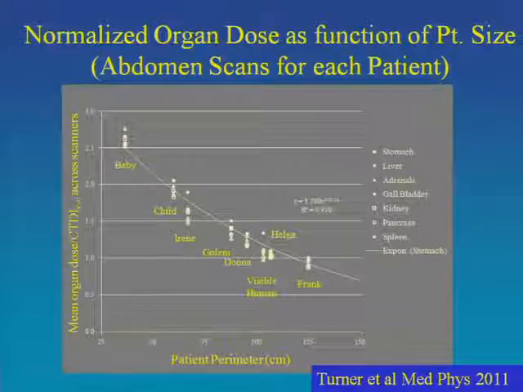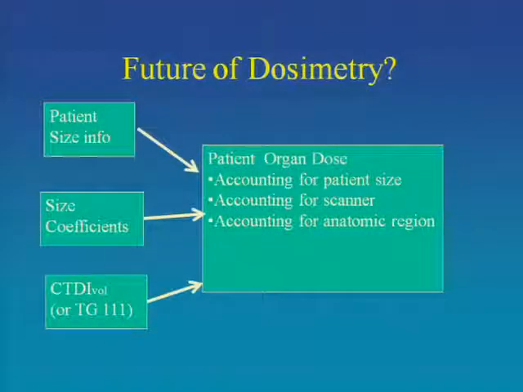Okay, another nice set of work and this actually became part of TG204, so that curve should look familiar. We used patient perimeter, and here we did organ dose divided by CTDI for different size models, and you can see the sort of exponential behavior. This was for fixed tube current scans. And so this actually got incorporated into TG204 as well. Again, comes from Monte Carlo simulation work.